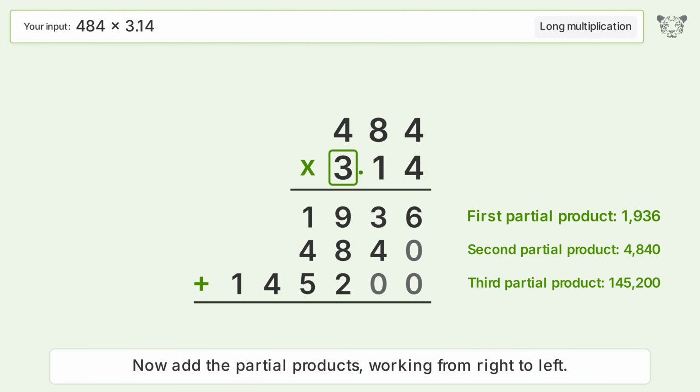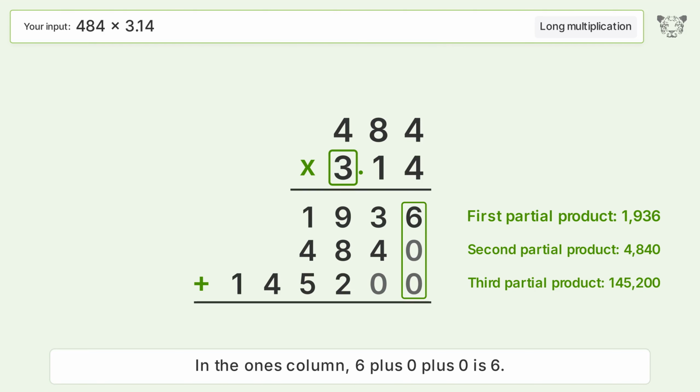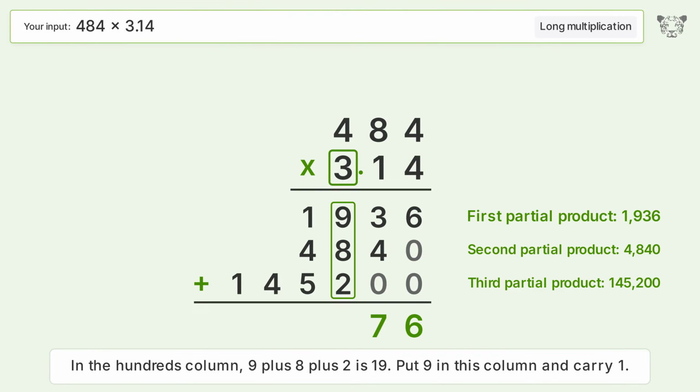Now add the partial products, working from right to left. In the ones column, 6 plus 0 is 6. In the tens column, 3 plus 4 plus 0 is 7. In the hundreds column, 9 plus 8 plus 2 is 19. Put 9 in this column and carry 1.